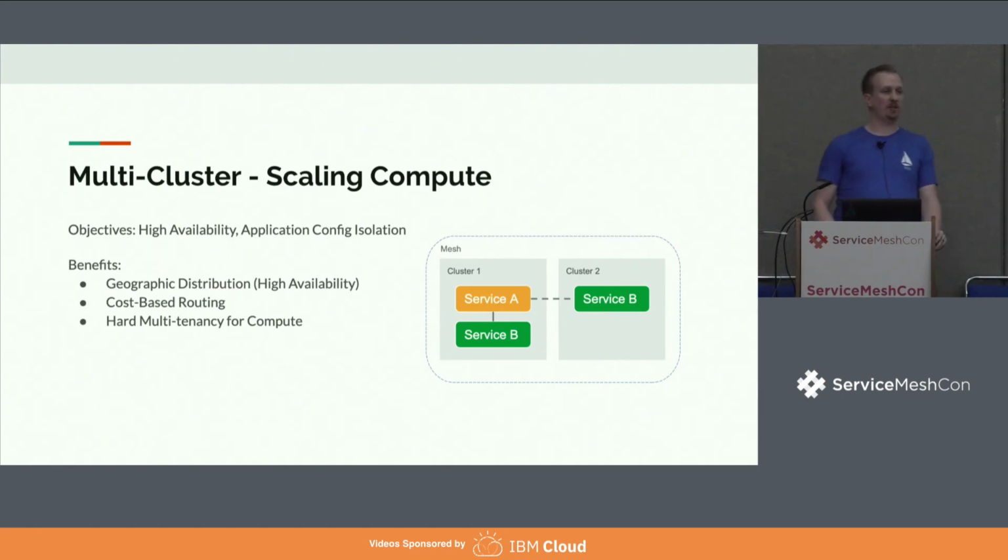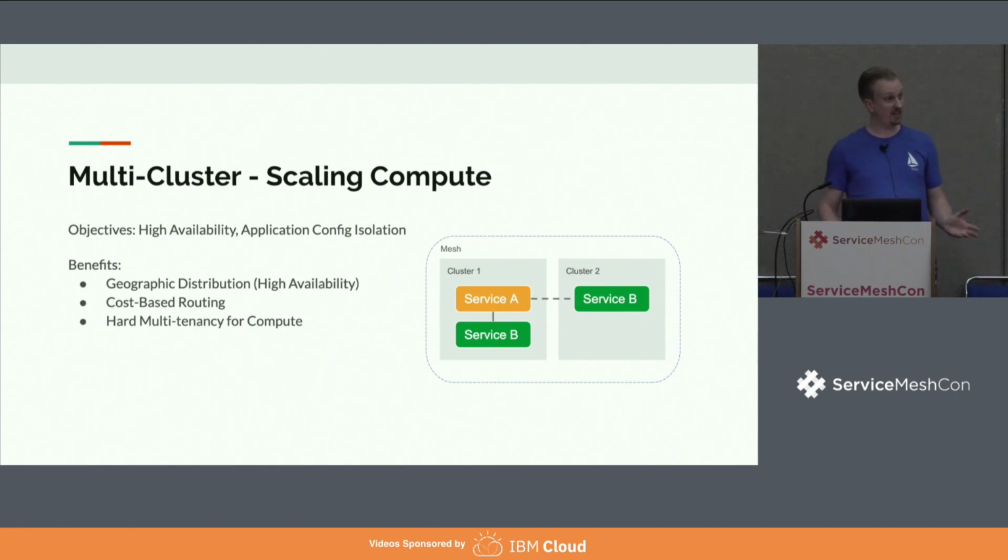The next dimension that we want to talk about scaling your service mesh is clusters. This is how you scale compute. This helps us meet the objectives of high availability and application config isolation. Notice I'm not saying service mesh config isolation, which is a separate topic that we just covered with how you scale logical control planes. With multi-cluster, you're able to separate out your application into distinct compute environments.